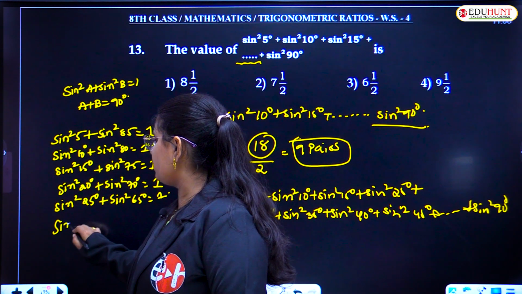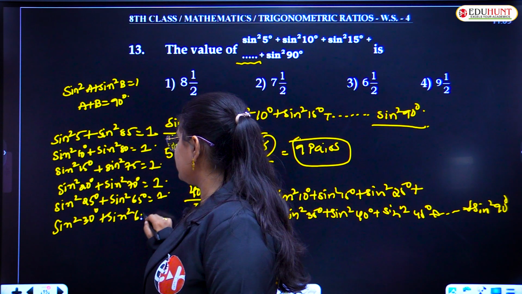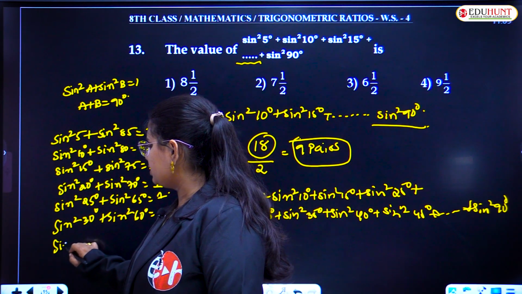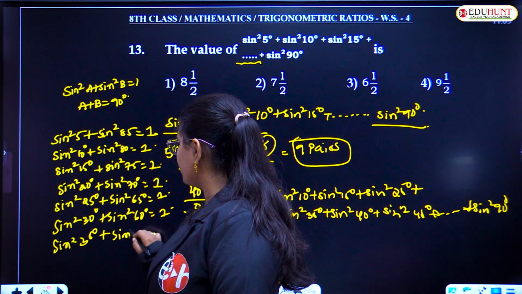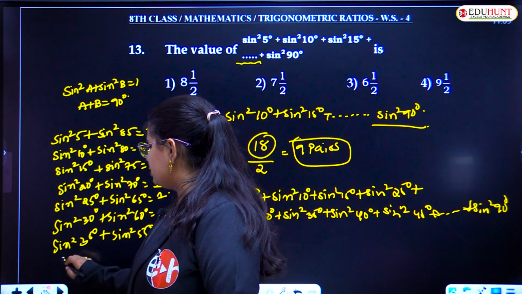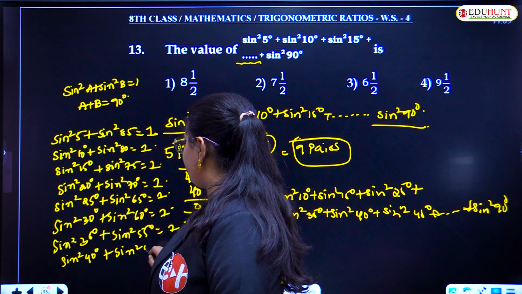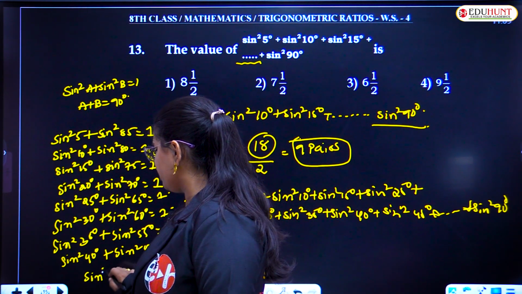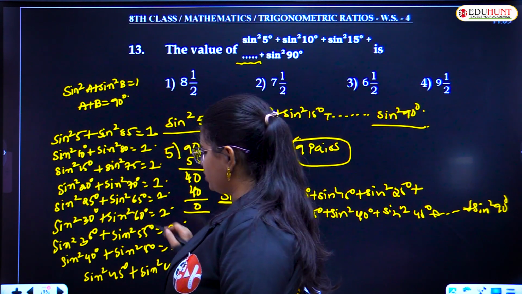Similarly, what is the next pair? Sine square 30 degree plus sine square 60 degree is also equal to 1. What is the next pair? Sine square 35 degree plus sine square 55 degree is also equal to 1. Next, sine square 40 degree plus sine square 50 degree is also equal to 1. What is the leftover one? Sine square 45 degree plus sine square 45 degree is also equal to 1.